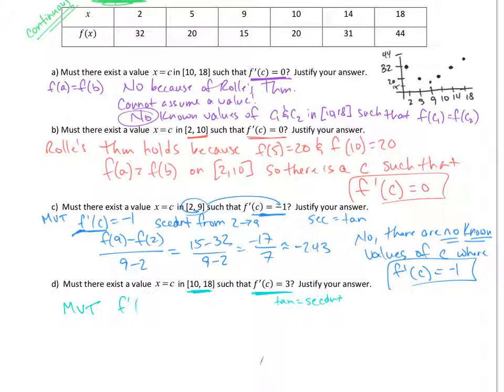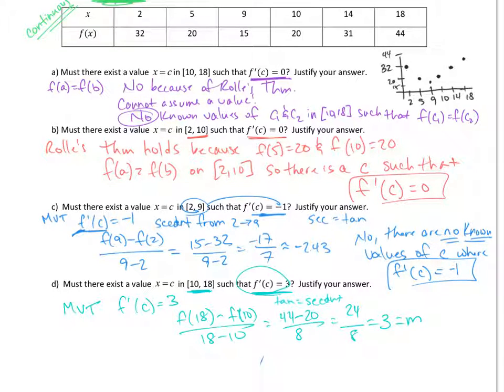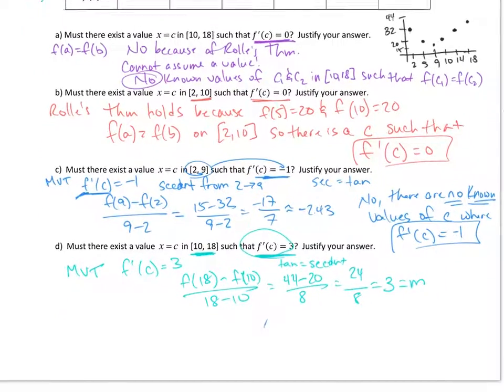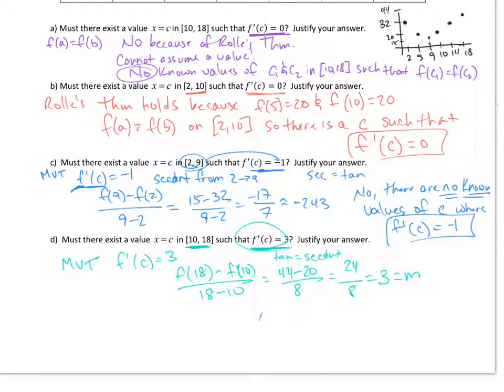So we need to find if there's a spot where f prime of c will equal 3. So I need f of 18 minus f of 10 all over 18 minus 10. In this case, f of 18, I look at my table and I get a value of 44. f of 10 gives me a value of 20, over 8. So this is 24 over 8. And look at that, I get a slope of 3, which is exactly what I'm looking for. So the answer to this is yes.